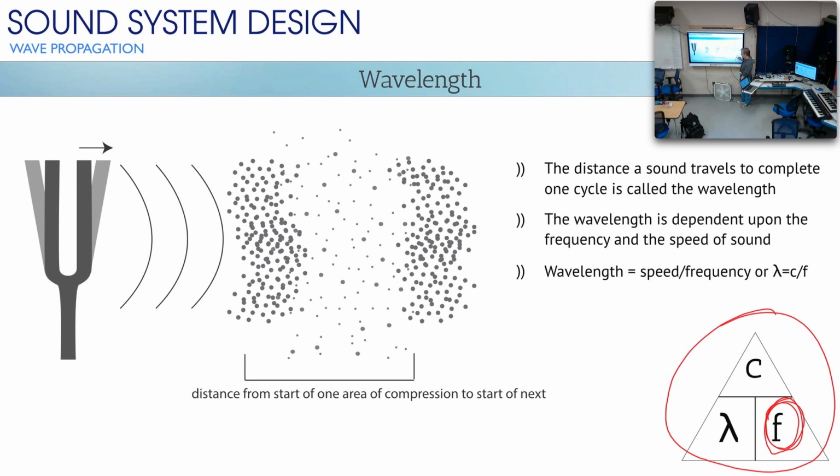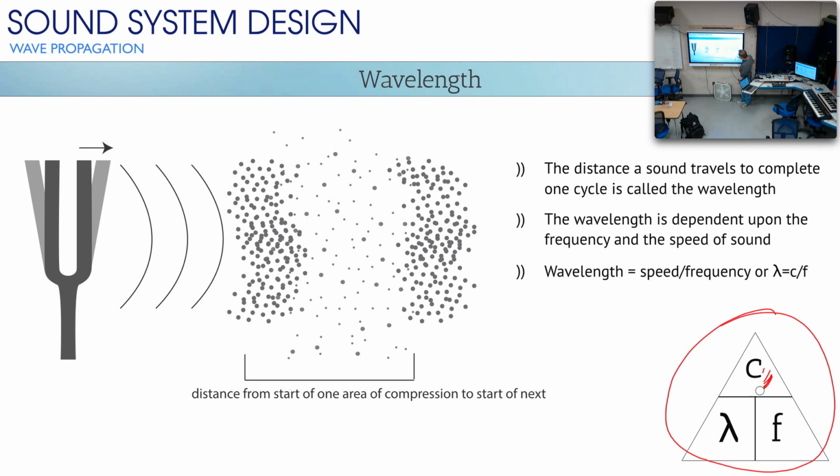If I want to know frequency, I'm left with speed of sound on top of wavelength. So I take speed of sound divided by wavelength, and I will get frequency, right? If I want to know speed of sound, the two variables left are wavelength and frequency, which are right next to each other, and that's multiplying, right?